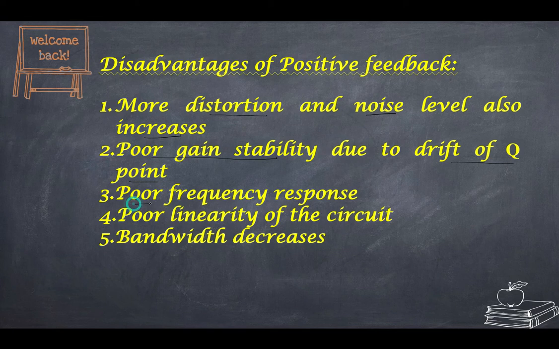And because of this, its frequency response is not a flat response like in CE amplifiers or CB amplifiers. Frequency response keeps on changing. Constant range is very, very less. This says that we have poor frequency response for positive feedback, and hence it has a very low linearity also, and because of this bandwidth decreases. When we don't get a constant range for a long duration, bandwidth naturally decreases. This is about the disadvantages or demerits of positive feedback.